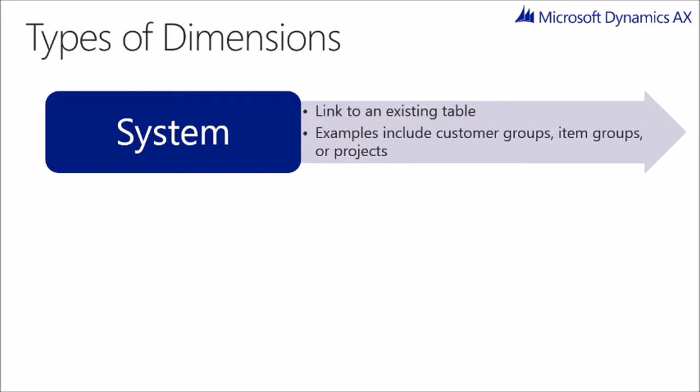When a dimension is created that is linked to an entity in the system, the values are defined from that area of the system. For example, if you create a customer group financial dimension, the values are maintained in the customer group form found in accounts receivable.